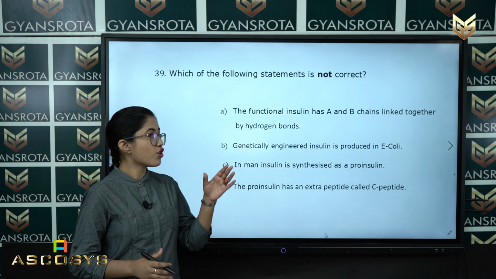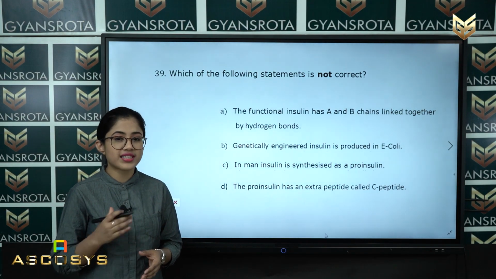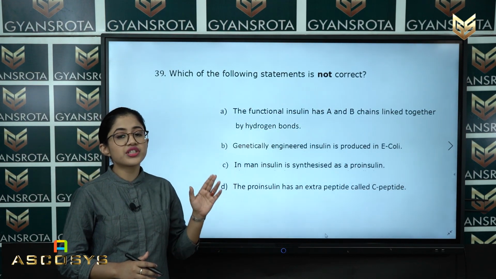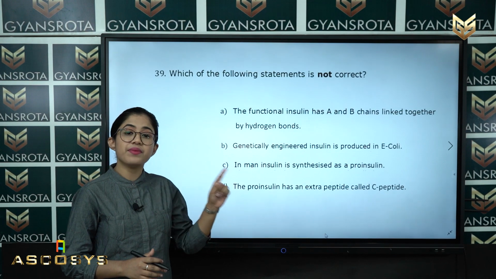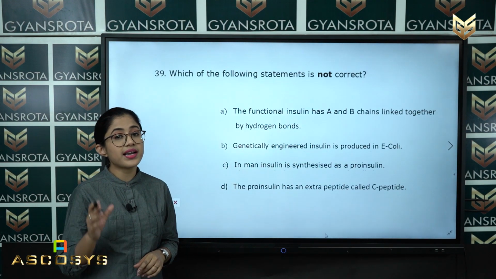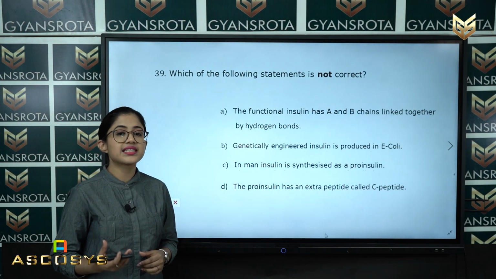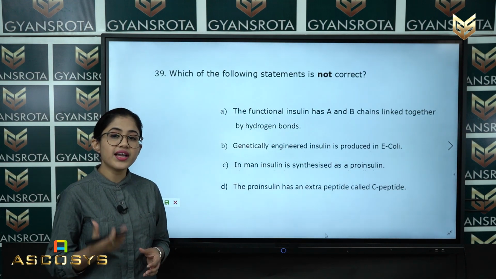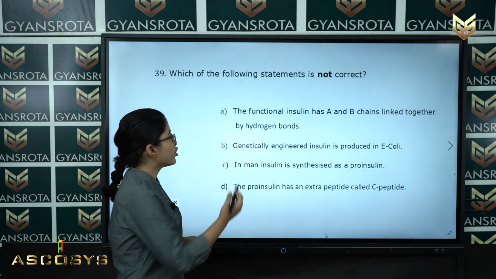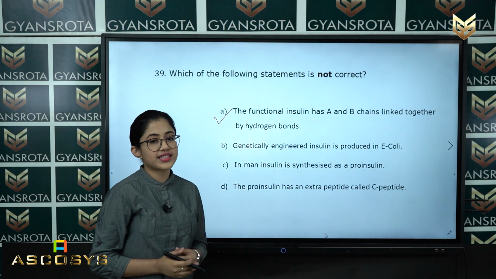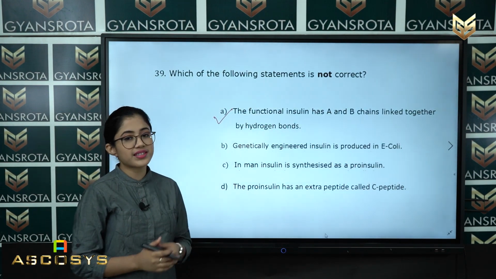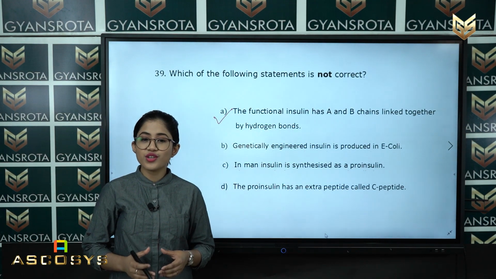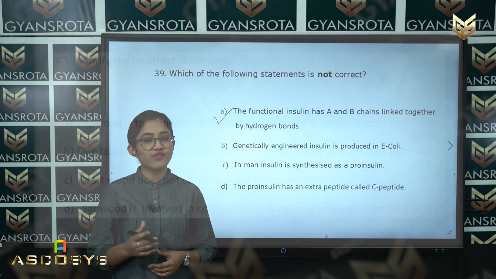Student, from these options you have to select the wrong statement. The first statement is: the functional insulin has A and B chains linked together by hydrogen bonds. This is the incorrect statement because they are linked by disulfide bridges. So, option A is the incorrect statement and the rest of the statements are correct. So, this is the correct answer. Now, let us move on to the next question, that is question number 40.